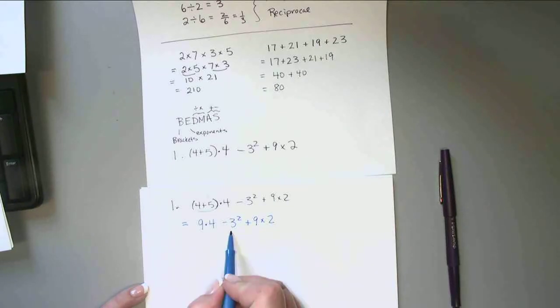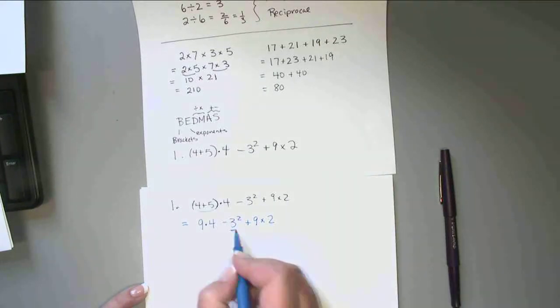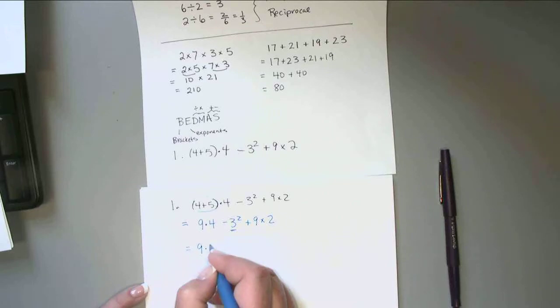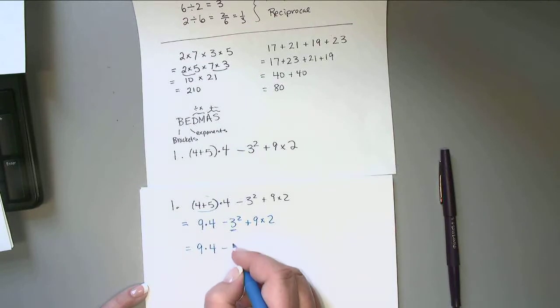And then our next step is exponents. So that would be right here. So 9 times 4 minus 3 squared is 9.